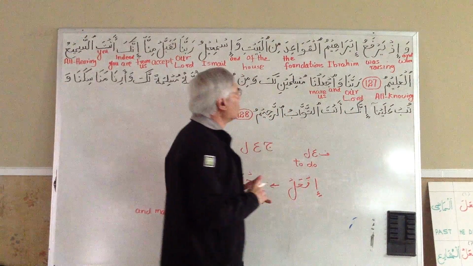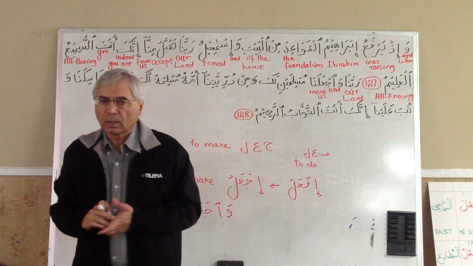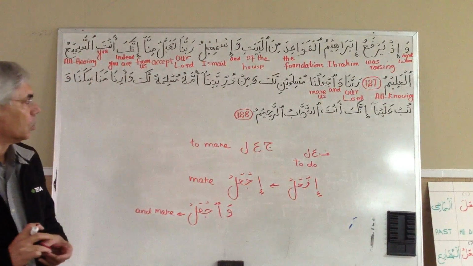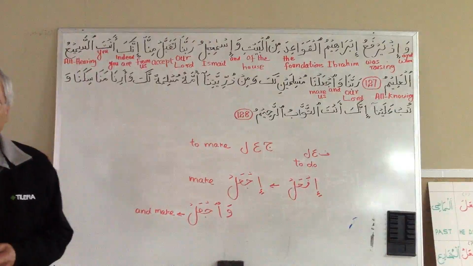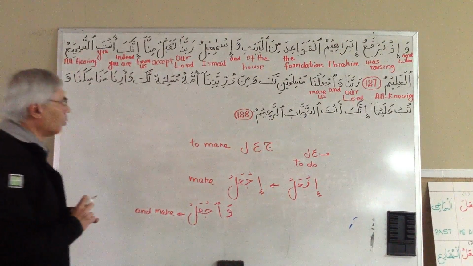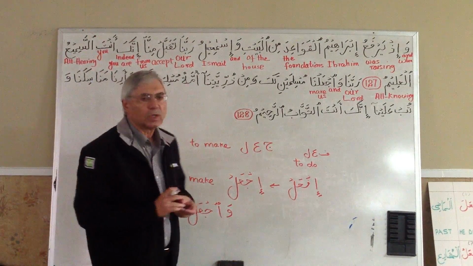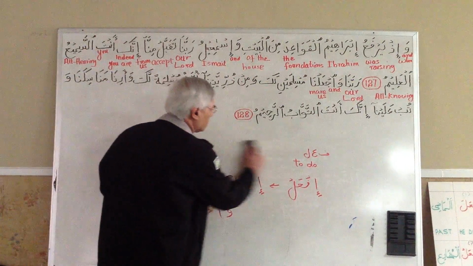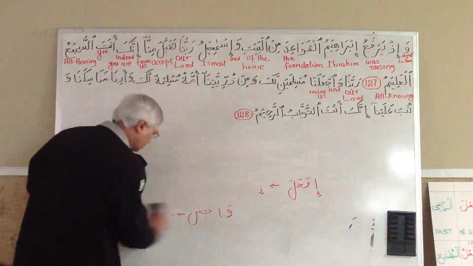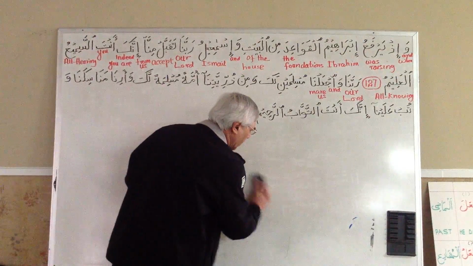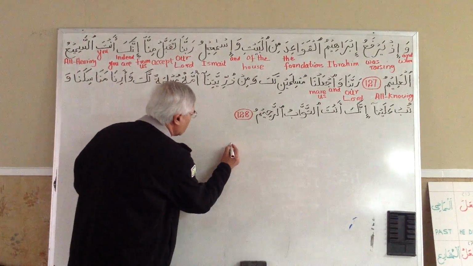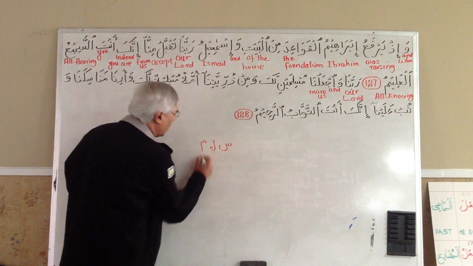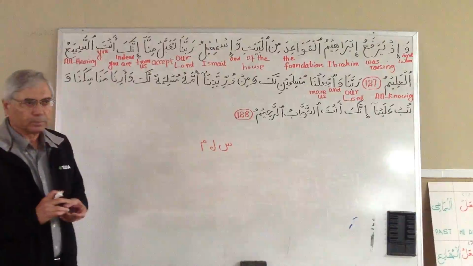So they are making dua to Allah subhanahu wa ta'ala. Rabbana waj'alna, O our Rabb, O our Lord, and make us. Okay, make us what? Muslimaini. So the next word starts with Sin, Lam, and Mim.